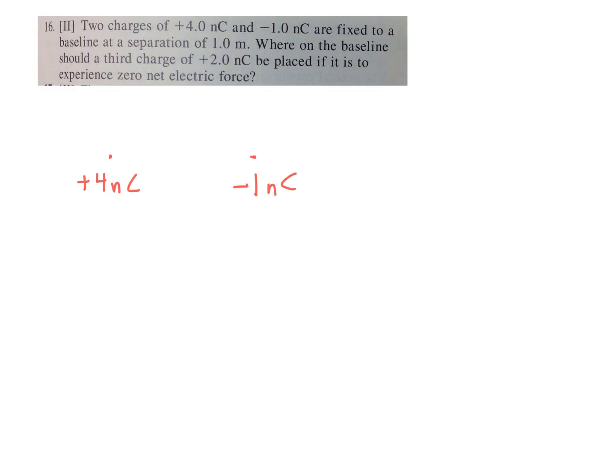Day 20, page 622, problem 16. Once again, you draw the diagram. This will be a vector problem. There are a couple of ways to do this problem, but the way I'm going to do it is with the electric fields. I'm looking at the spot, I'm trying to find a spot where E will be 0.